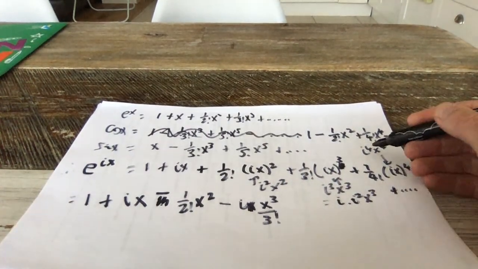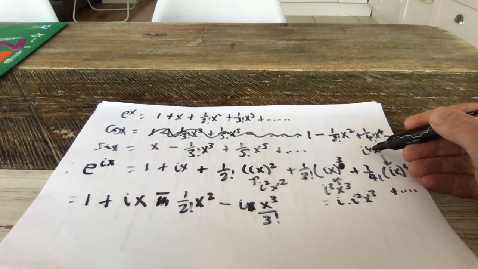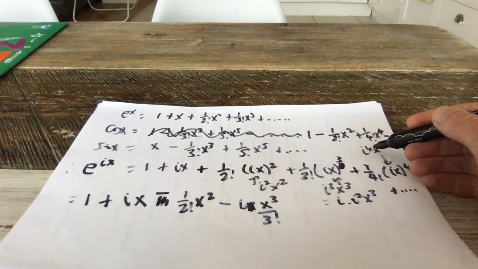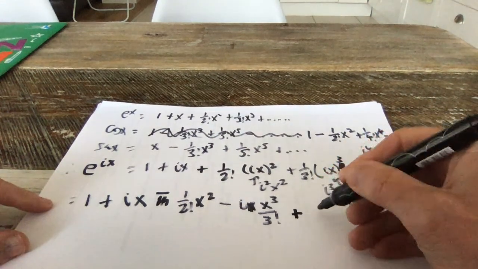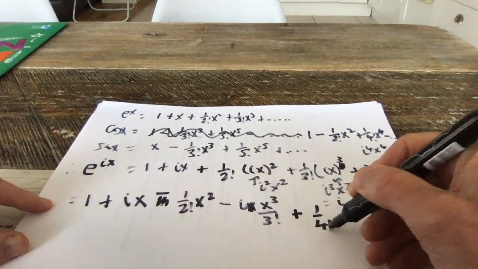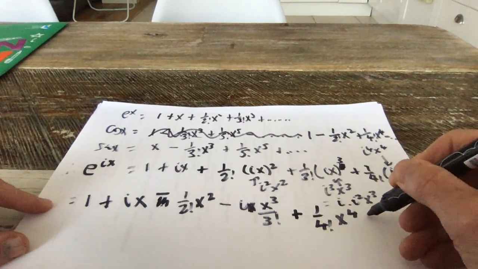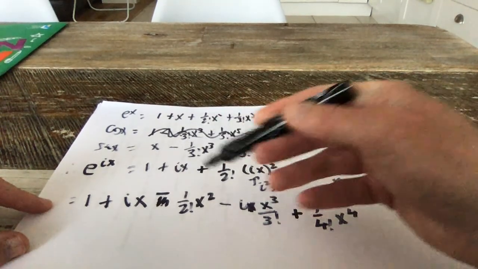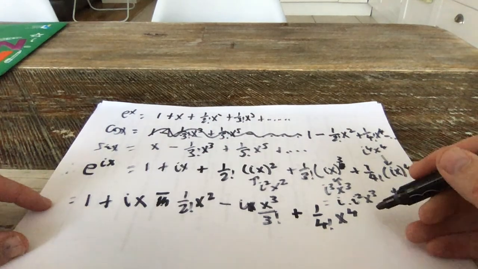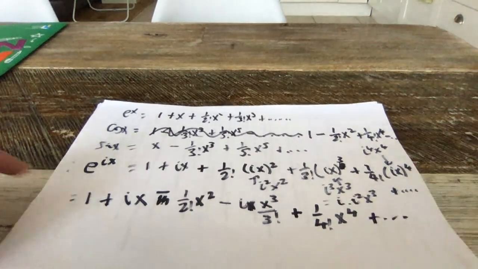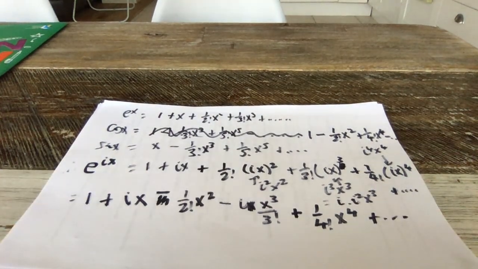The next term here, folks, is i to the power 4, which is the same as i squared times i squared. And i squared is minus 1, and minus 1 times minus 1 is plus 1. So what I get here then is 1 over 4 factorial x to the power 4. And then you see this alternating pattern. Okay, and then you get the next terms.